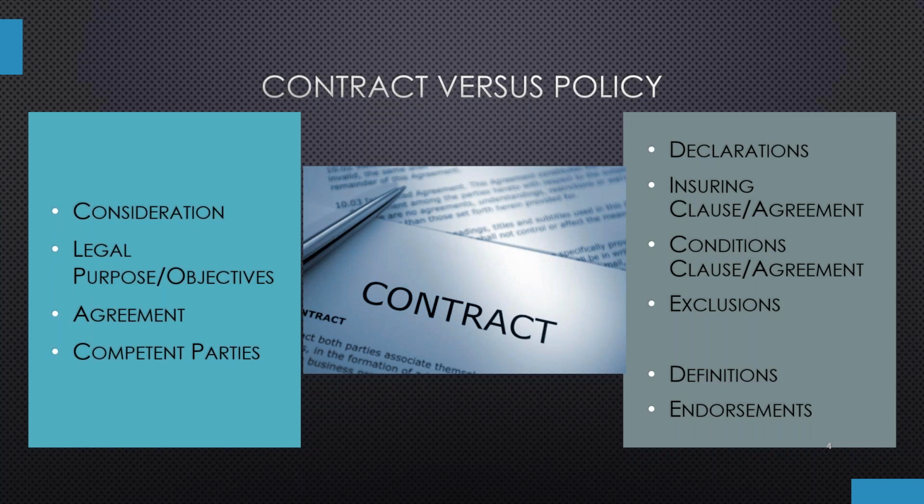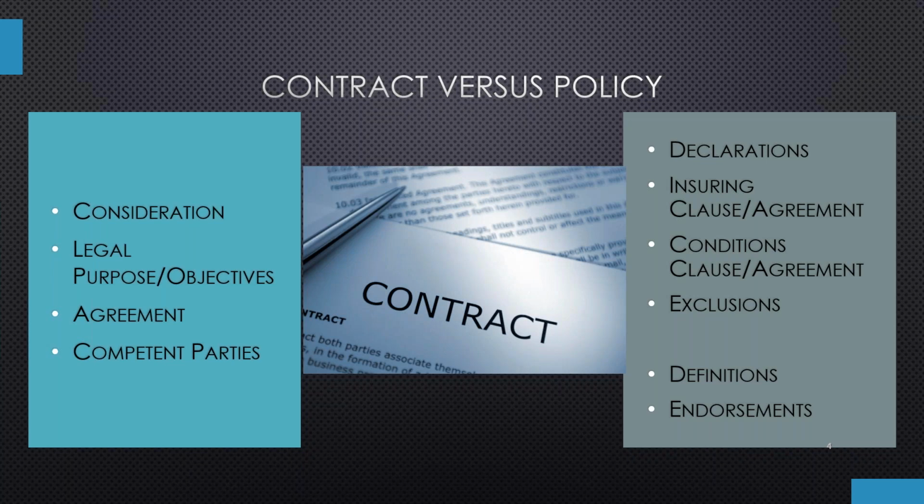The parts of a policy, we're going to start with the declarations page or the dec sheet. Right? It's the first page of the policy. It tells you who is the insurance company, who's the insured, the effective date and ending date of the coverage. Right? It kind of summarizes the coverage, you know, that it's a personal auto policy, whatever it may be.